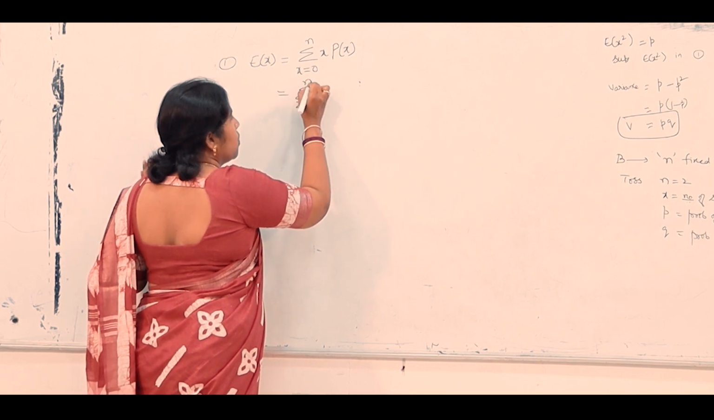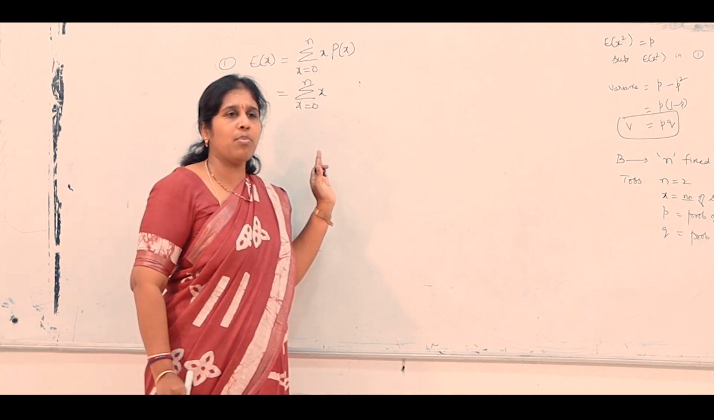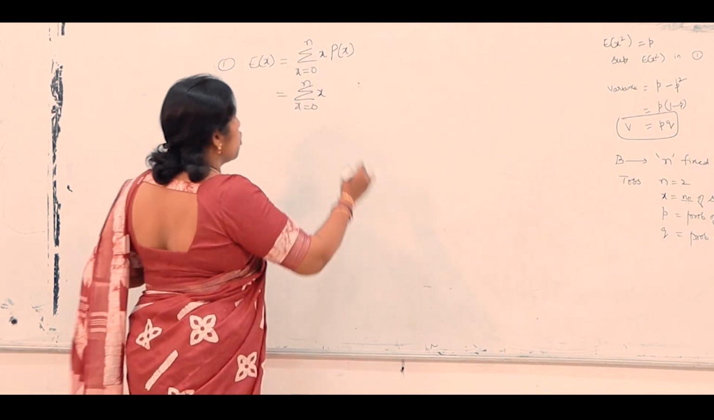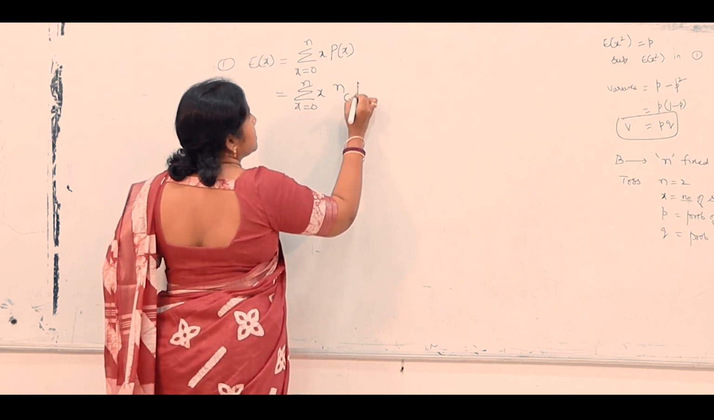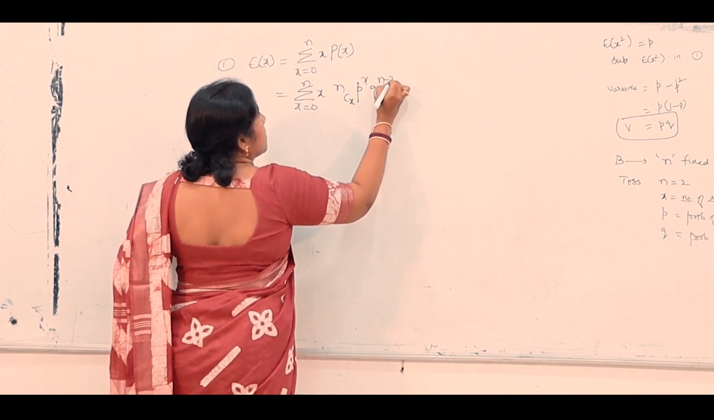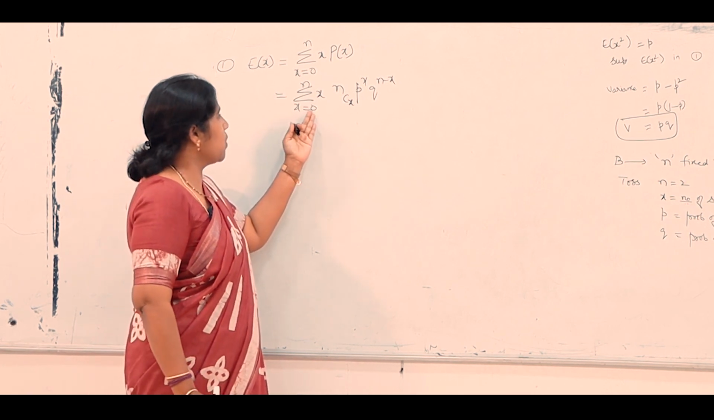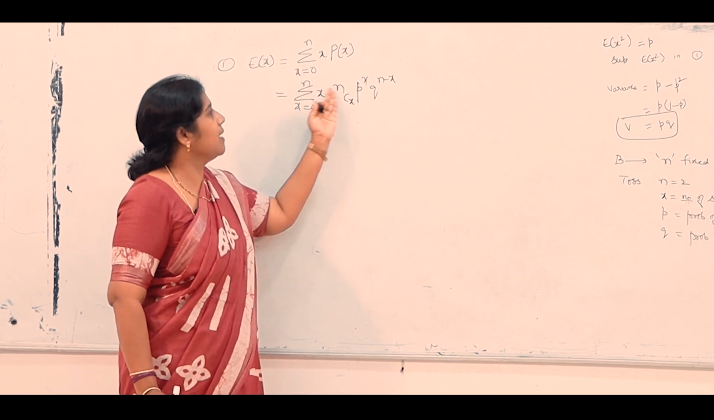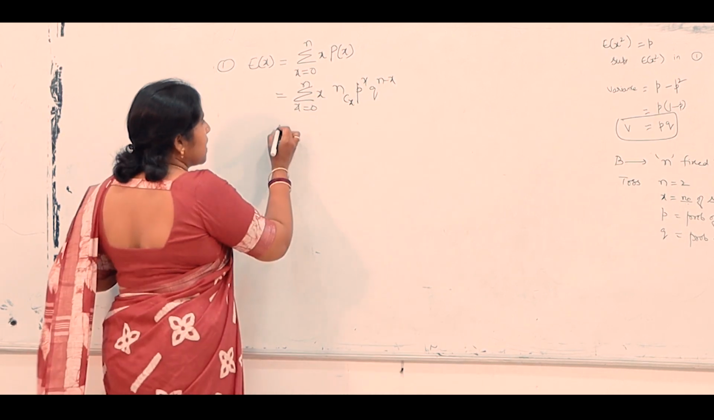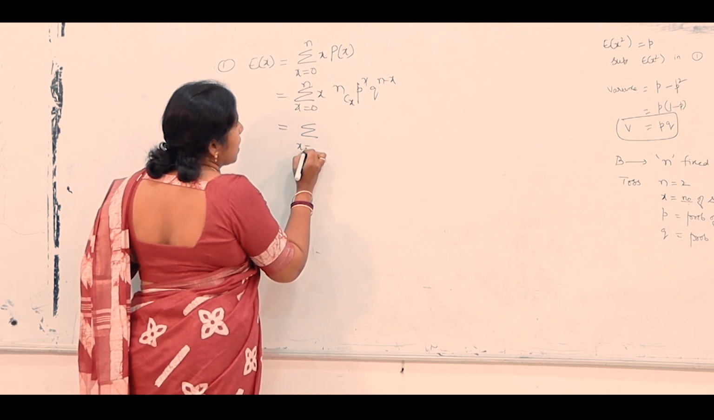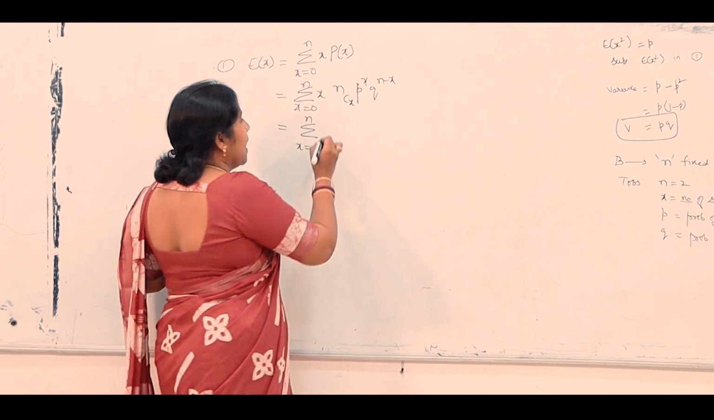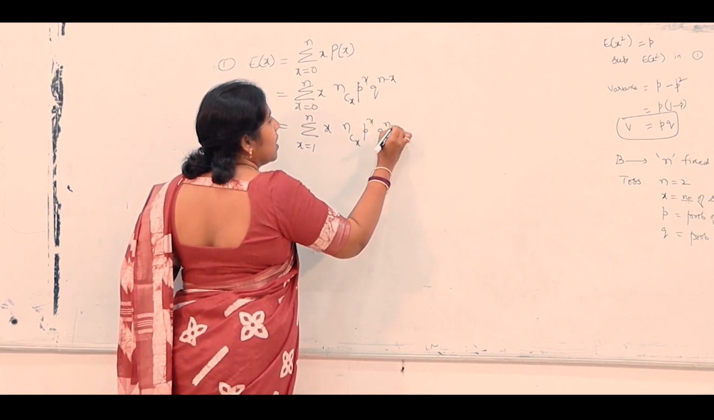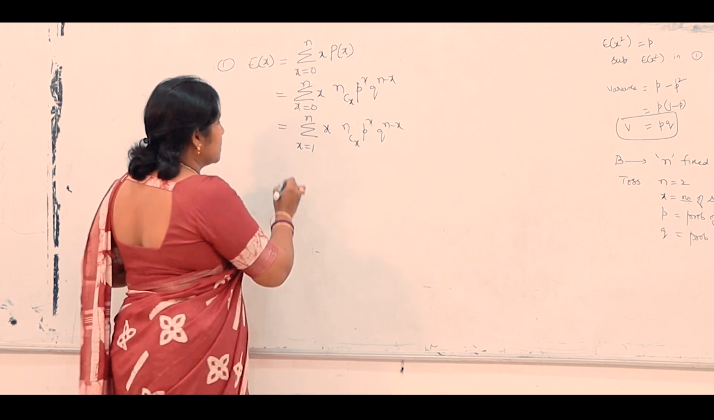Summation X equal to 0 to n, X into, what is the probability mass function of binomial distribution? nCx, p power x, q power n minus x. Suppose I substitute X value as 0, what will happen? The entire term will become 0. So the range will change from X equal to 1 to n, X into nCx, p power x, q power n minus x.